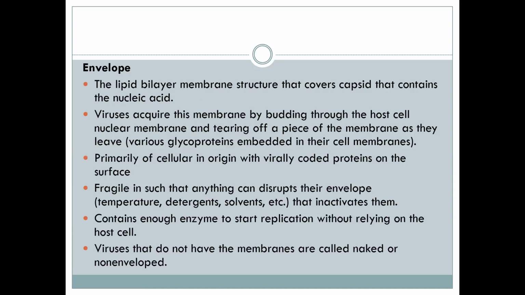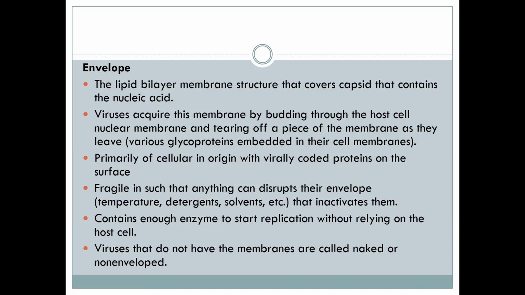So the envelope is the lipid bilayer membrane structure that covers the capsid that contains the nucleic acid. Viruses acquire this membrane by budding through the host cell and nuclear membrane, picking up a piece of the membrane as they leave. So it is primarily cellular in origin, with virally coded proteins on the surface. So guys, remember, the envelope comes from the host cell. However, there are only viral coded proteins on its surface.